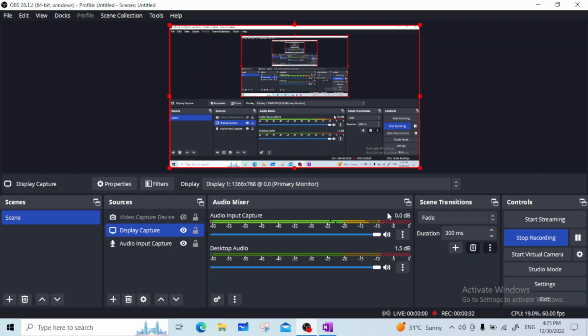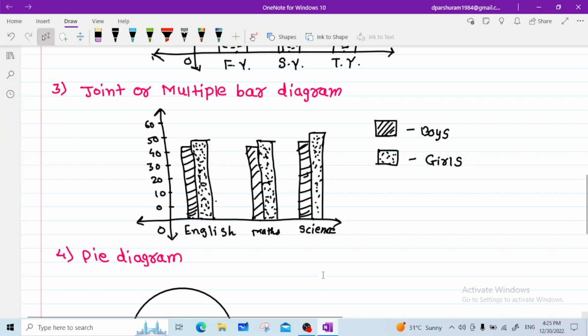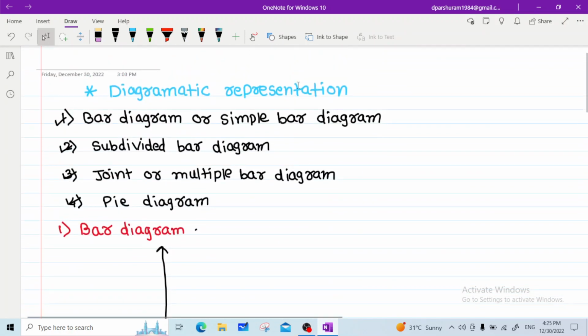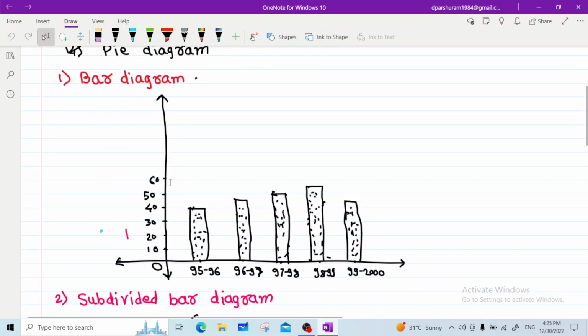The most commonly used diagrams are the bar diagram or simple bar diagram, second, subdivided bar diagram, third, joint or multiple bar diagram, and the pie diagram. In the SIM, diagrammatic representation is on page number 2. For bar diagram, there is problem number 1, that is, represent the following data using simple bar chart.